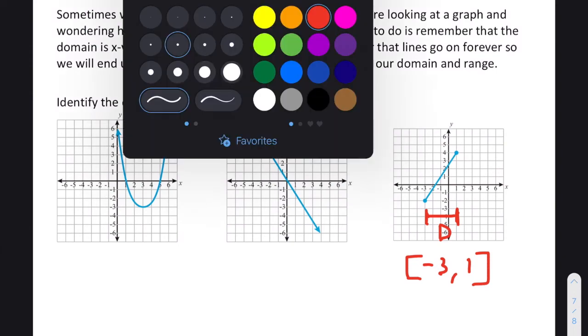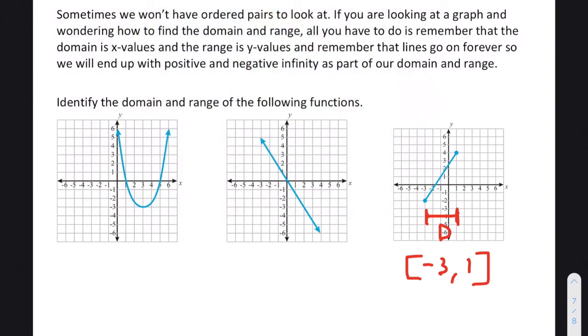And then my range is the y values, right? So I'm going to do the same thing here. So it goes from -2 to +4. So this is my range from -2 to +4, and it includes those numbers because of the solid dots on either end. So I have -2 to +4. So this is my range, and then I'm going to put that R or that D in front of the other one for domain. So here we go, domain and range.